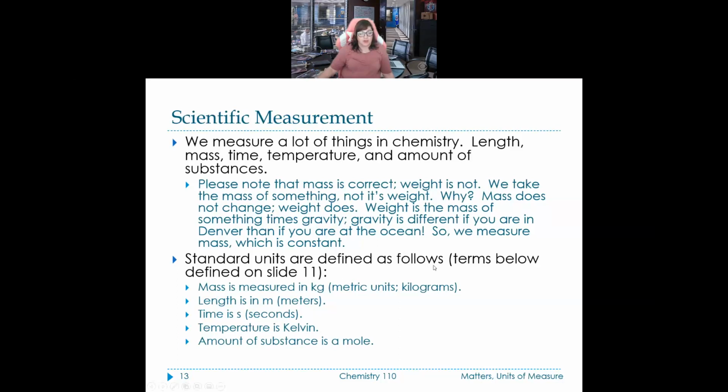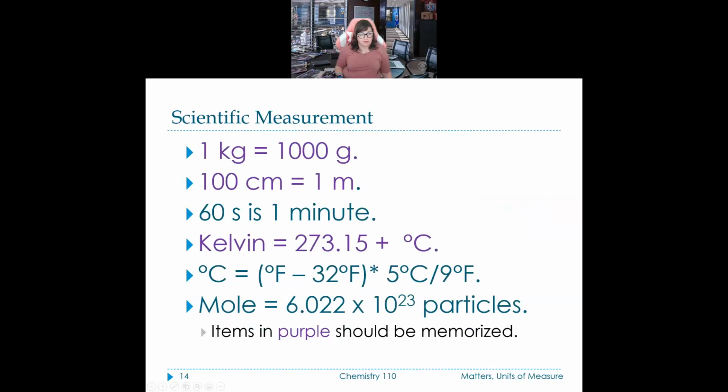Standard units are defined as follows, terms defined on slide 11. Mass is measured in kilograms, metric unit in kilograms. Length is in meters, time is in seconds, temperature is in Kelvin, and amount of substance is a mole. We will talk more about moles. Moles are my friends. So 1 kilogram is 1,000 grams, 100 centimeters is 1 meter, 60 seconds is a minute. Kelvin equals 273.15 plus degrees C. Degrees C equals degrees Fahrenheit minus 32 times 5 ninths. A mole is 6.022 times 10 to the 23rd particles.